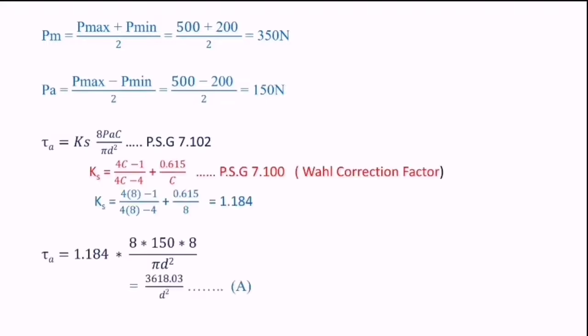Now next step is to find out Ks. Ks, we know that it is the Wahl's correction factor given by the relation 4C minus 1 divided by 4C minus 4 plus 0.615 divided by C. Substituting the value of C, I will get the answer for Ks as 1.184. Now putting the value of Ks and PA in this equation, I will get the value of tau a as 3618.03 divided by d square. Let this be equation A.